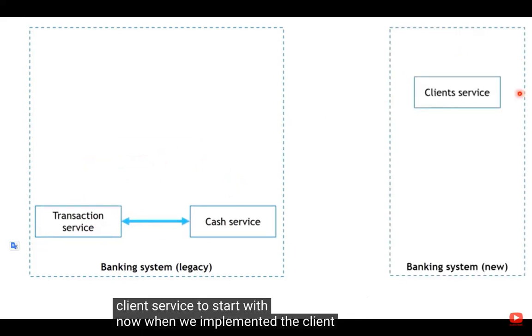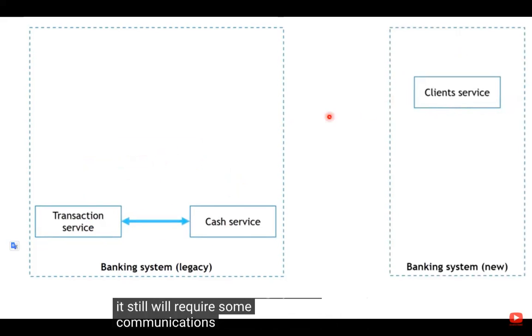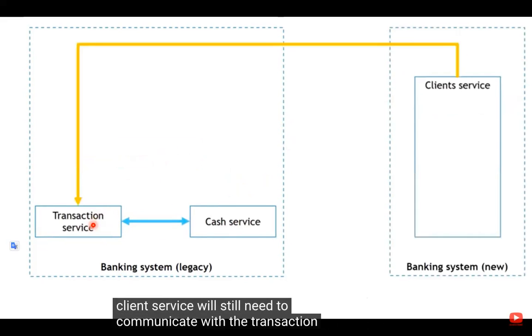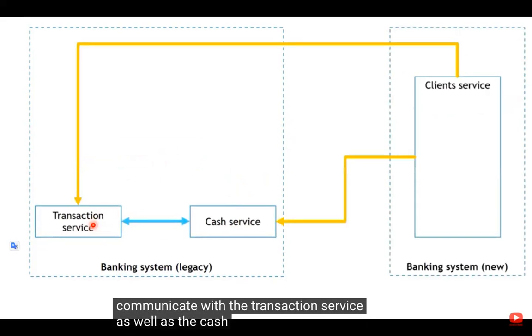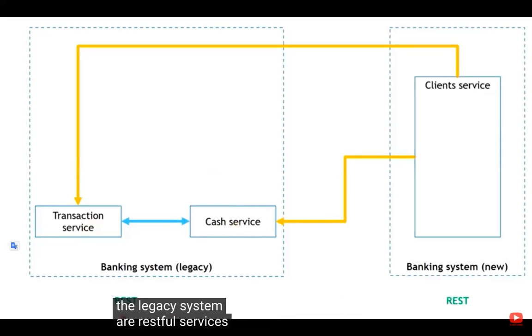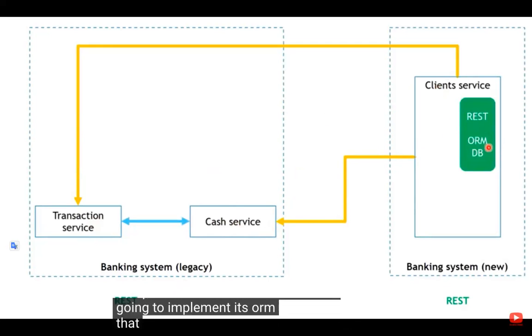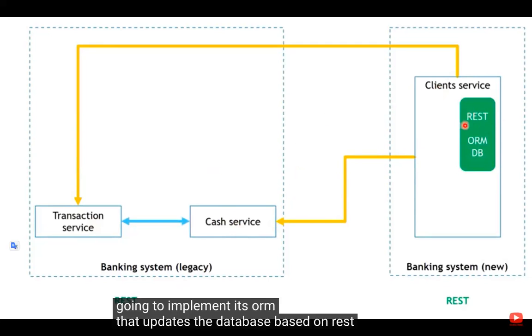Now, when we implement the client service in the new banking system, it still will require some communications with the other two services. Client service will still need to communicate with the transaction service as well as the cash service. Now let's assume that all services, either in the new system or in the legacy system, are RESTful services. It's going to make the communication between them really easy and straightforward because all of them are using the same REST protocol. Then our client service is going to implement its ORM that updates the database based on REST protocol.